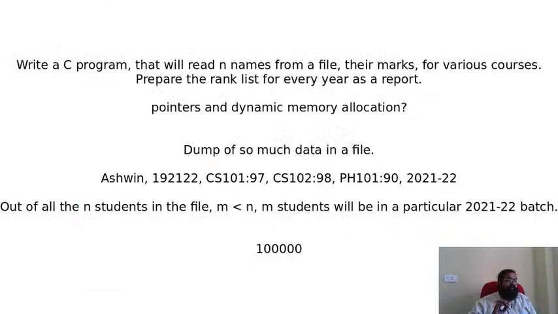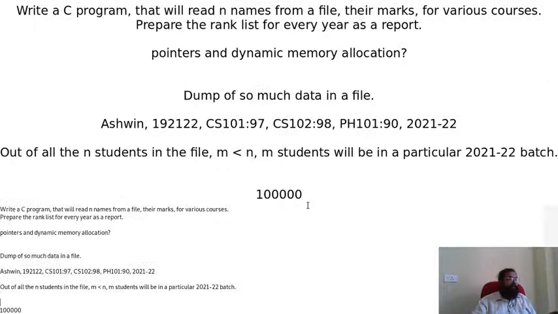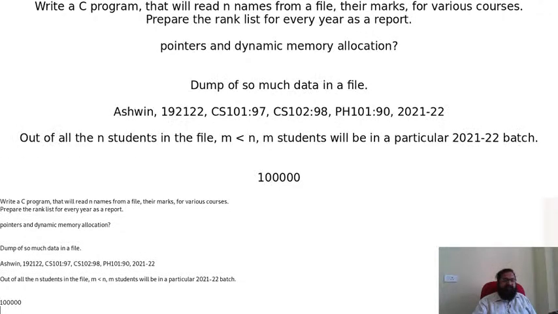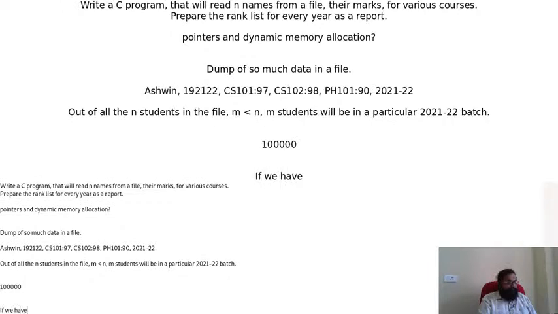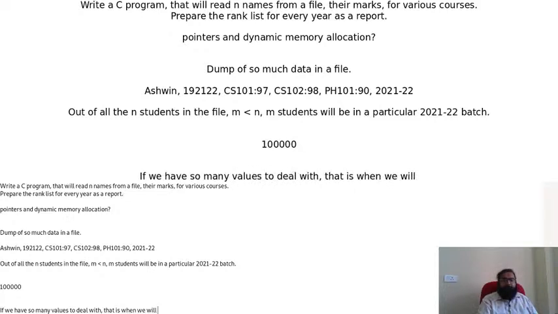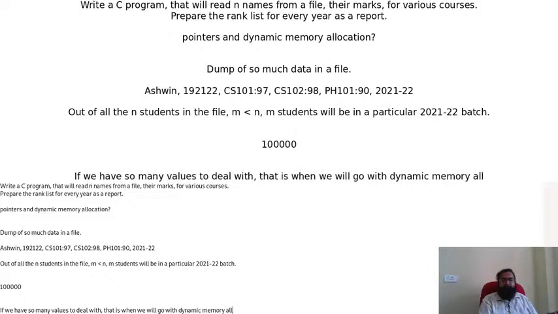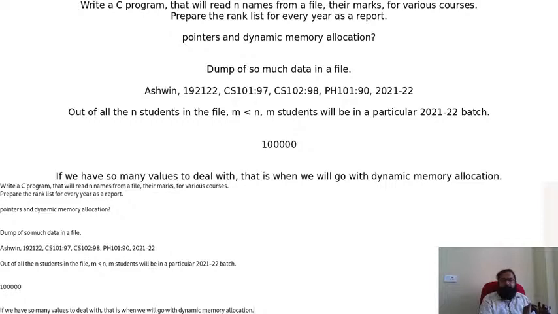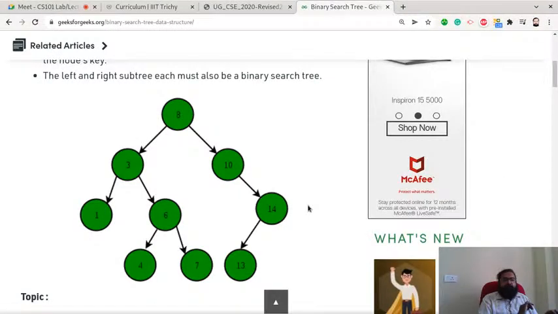Say we will add one more thing here. If we have so many values to deal with, that is when we will go with dynamic memory allocation. Okay, so this is binary search tree. I'll tell you something else now.